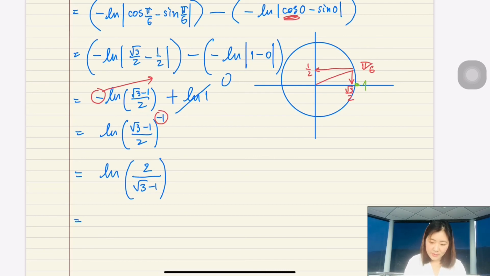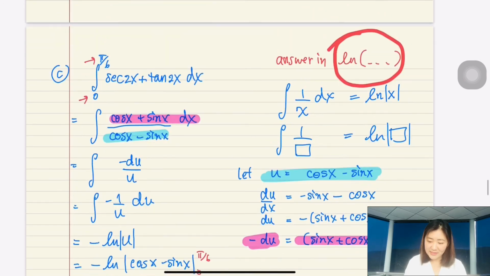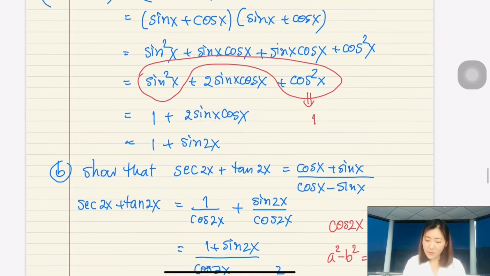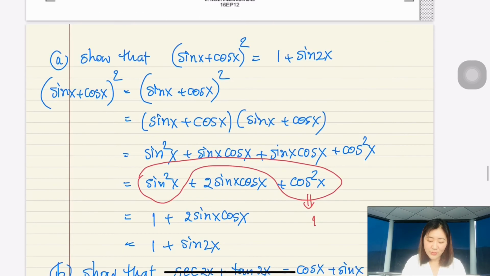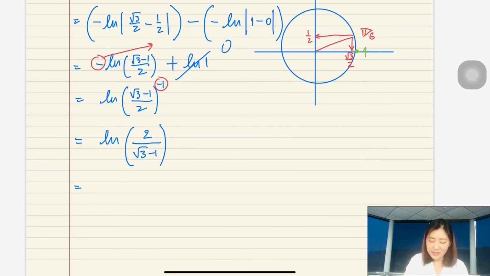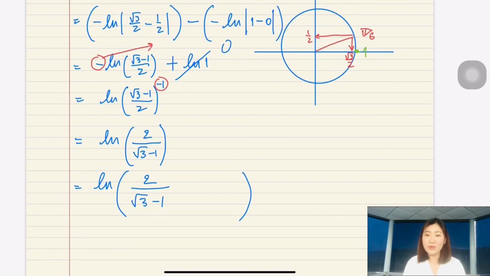And let's go back to check the form. Is it in the form that the question asks for? The form must be ln of (a plus root b), and a and b must be integers. But what do we have here? It's ln, yes, but inside here is not an integer. You have to change it again. So ln of 2 over (root 3 minus 1), you rationalize, so you have to times it by the conjugate of the denominator, which is root 3 plus 1, up and down, okay?